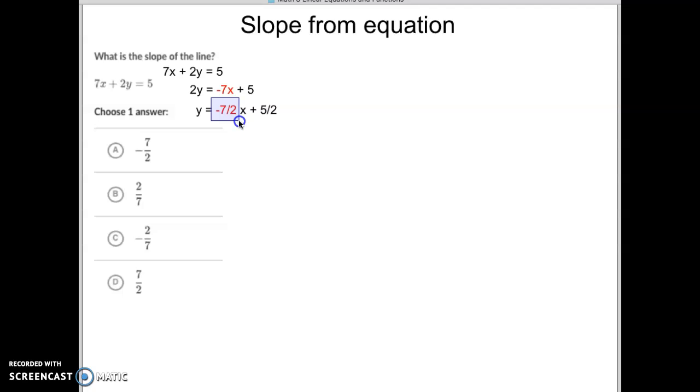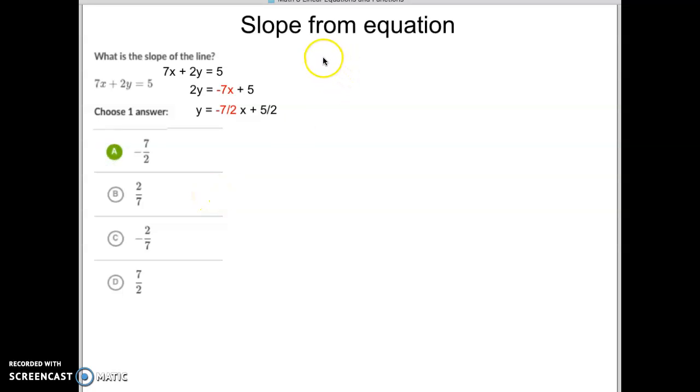Now, for the slope at this point, when you have a y all by itself on the left side, the slope is the number or the fraction in front of the variable x on the right side. So the number in front of the x is negative 7/2. So that would be our answer right there.